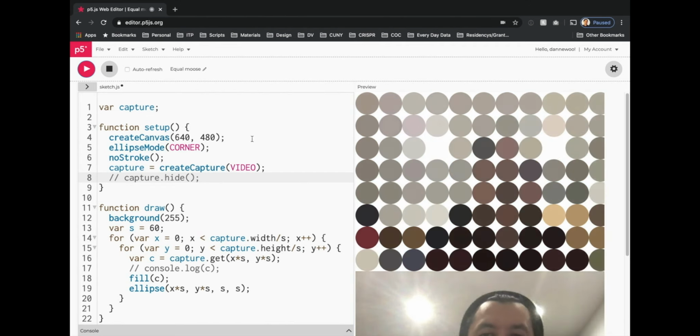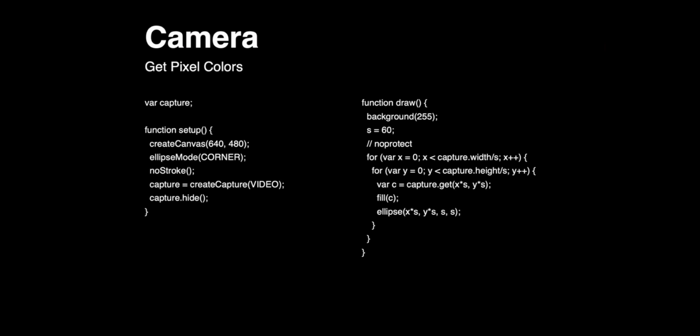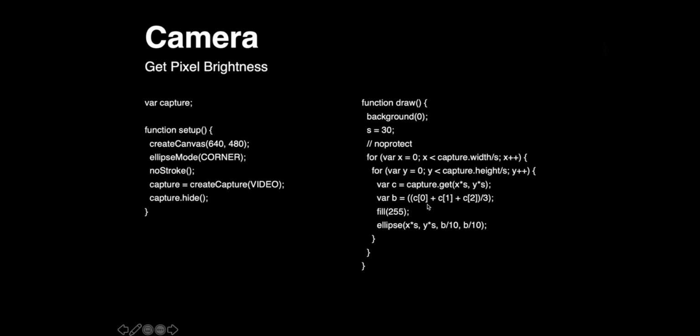Cool, that's good. So another thing that we could do is play around with the brightness value. For that, we basically are going to do the same thing, except rather than just get the colors, we're going to add those red, green, and blue color values together, divide it by 3, and that's going to give us the brightness value. In this case, it's going to be a variable of b.